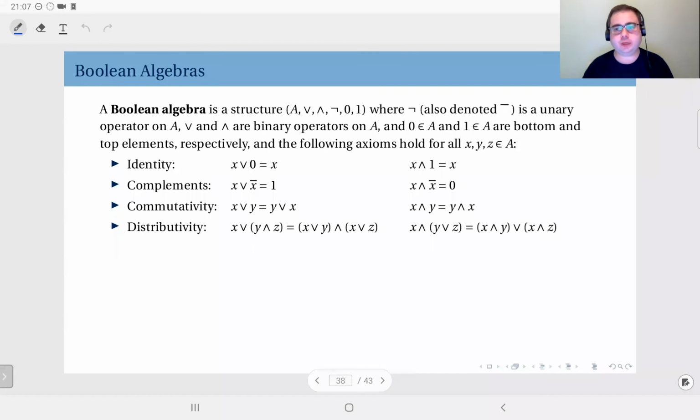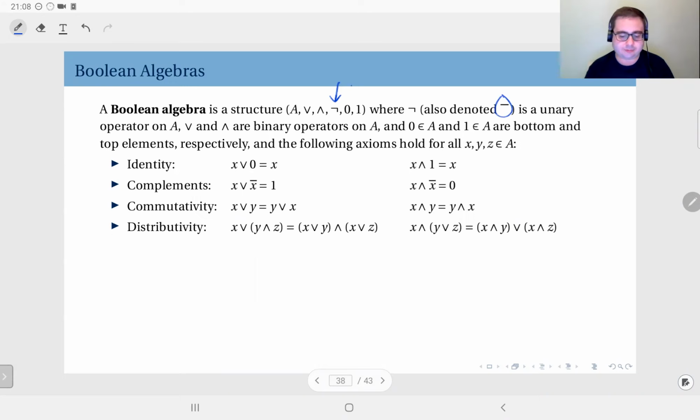So at this point, we are ready to define the structure Boolean algebra. A Boolean algebra is a structure consisting of an underlying set with two binary operations, the meet and join operations, one unary operator, that is the complement. This can also be denoted using the overbar.